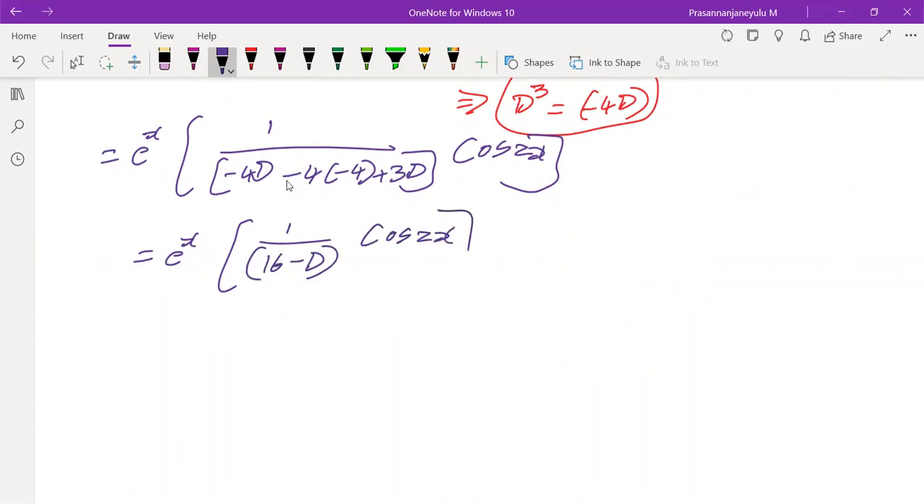Now, is it in the form of type 2? Yes. But what can we do? Any idea? Anybody?